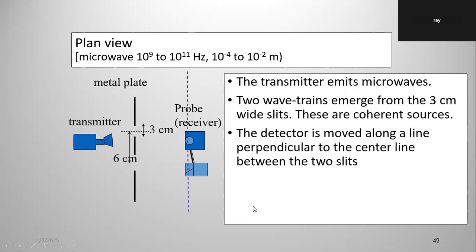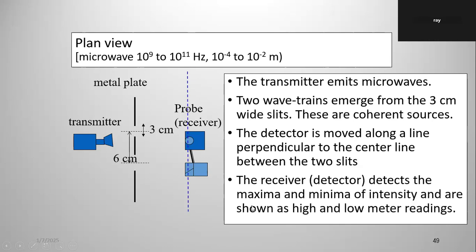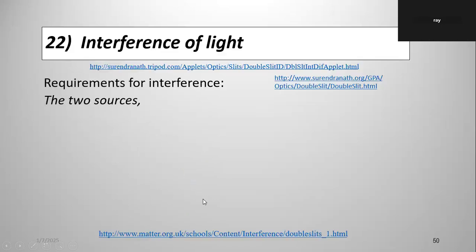The detector is moved along the line perpendicular to the central line. That's the central line. Move along the line there to detect the intensity, zero intensity and high intensity. The receiver detector detects maxima or minima of intensity, shown as high and low on the meter. That's your meter, to read the current.